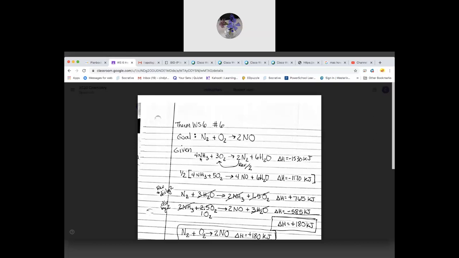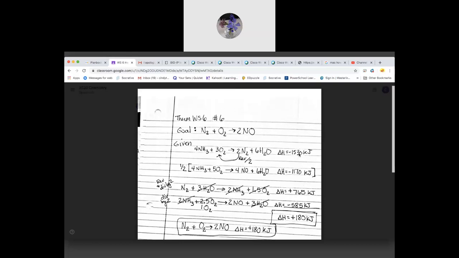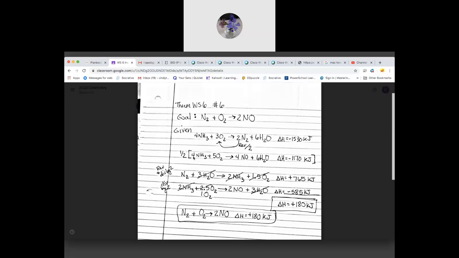We're given 4 NH3 plus 3 O2 yields 2 N2 plus 6 H2O. And we're given the heat of that reaction is negative 1530 kilojoules. And then the other one we're given is 4 molecules of NH3 plus 5 molecules of oxygen yields 4 molecules of NO plus 6 molecules of water. And the heat of that reaction is negative 1170 kilojoules.